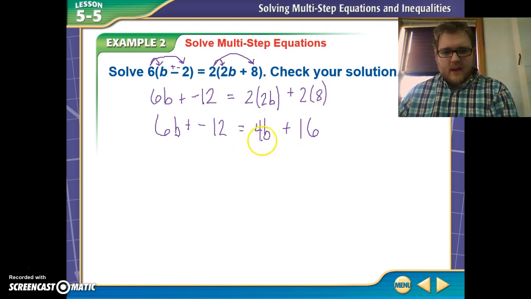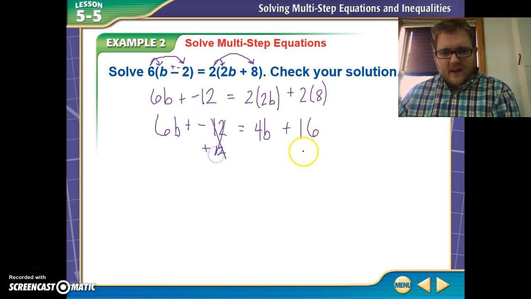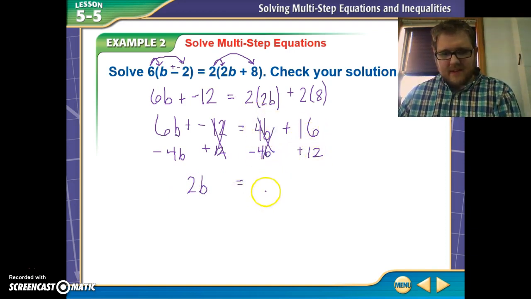So now, I will get all the terms with variables on one side and all the terms without variables on the other side. So I'm going to add 12 here and also add 12 here. And I'm going to subtract 4b here and subtract 4b here. I'm going to get 6b minus 4b is 2b. These cross out. 16 plus 12 is 28.